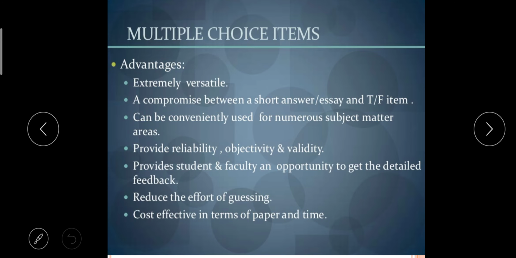Now I'll tell you what the advantages and disadvantages of objective tests or MCQs are. In the advantages, first, it is extremely versatile. It is a compromise between short answer or essay type and true false items, and can be conveniently used for numerous subject matters. It provides reliability, objectivity and validity. It provides students and faculty an opportunity to get detailed feedback. It reduces the effect of guessing and is cost effective in terms of paper and time.